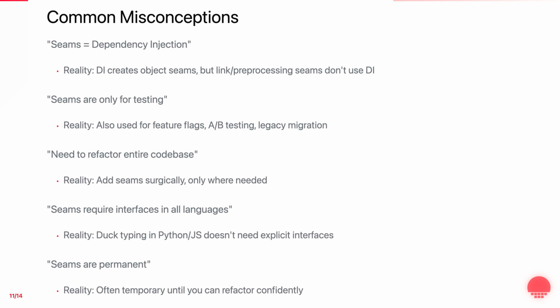Time-dependent code using new Date directly? An IClock interface with a now method lets you control time in tests, and those flaky HTTP calls to third-party APIs? Extract an IApiClient, use a mock, and your tests run offline with predictable responses every time.